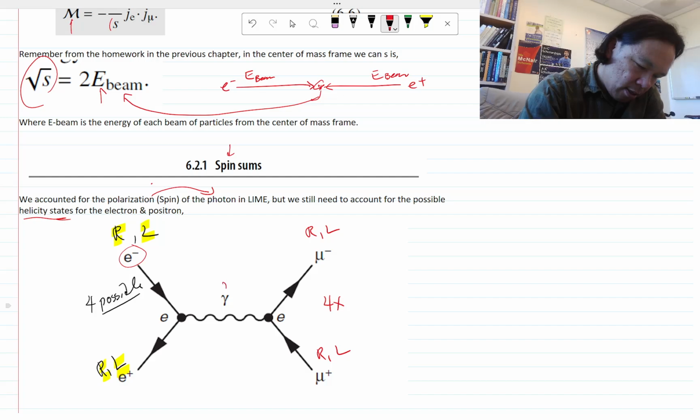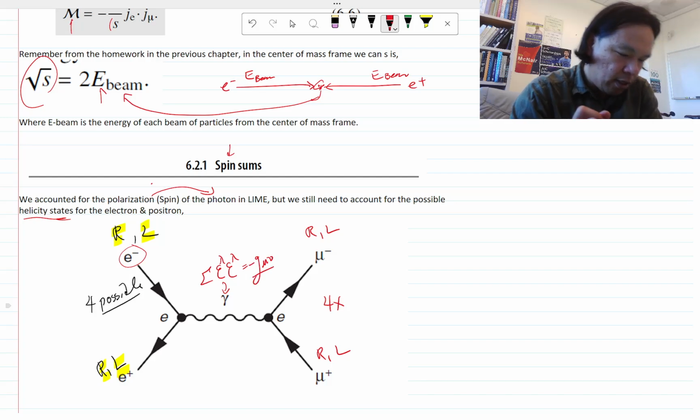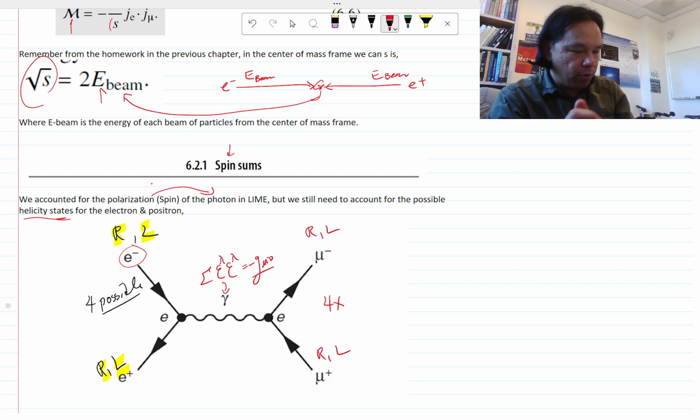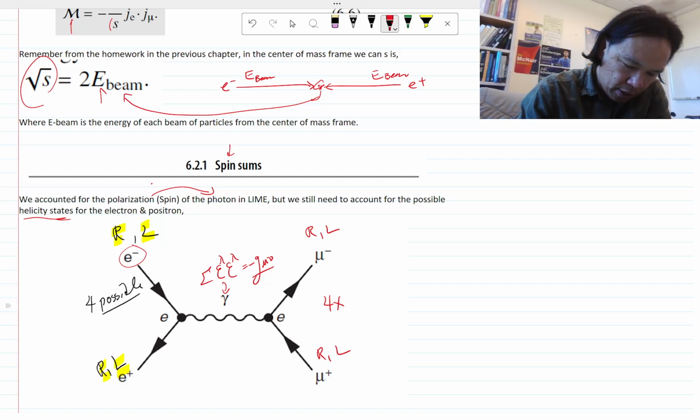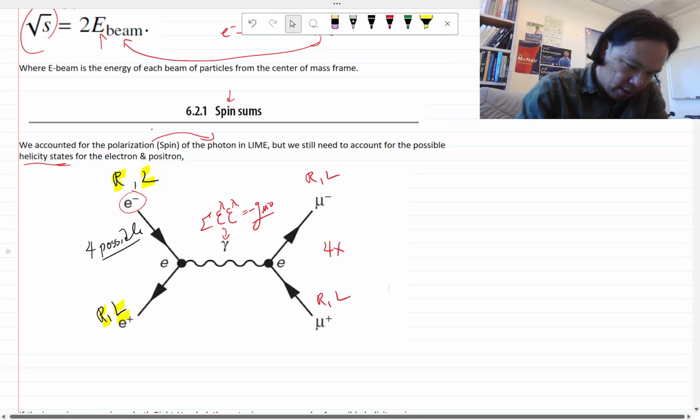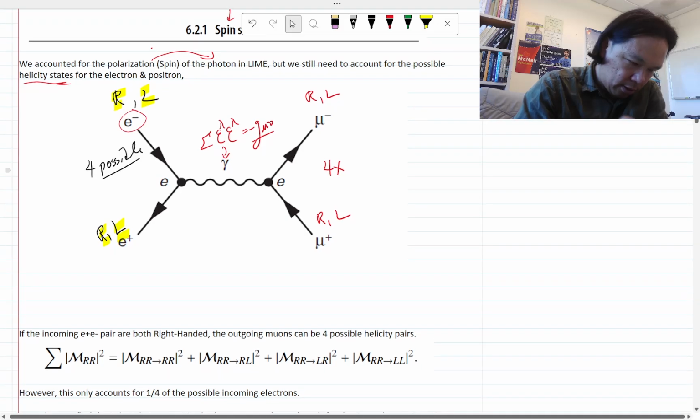Okay, the photon, we already accounted for this. There are actually also 4 different polarization states, but we accounted for this by summing over all of them, and that actually turns out to be this negative g mu nu factor that we have in the matrix elements already. Okay. All right. So, labeling these things slightly differently.